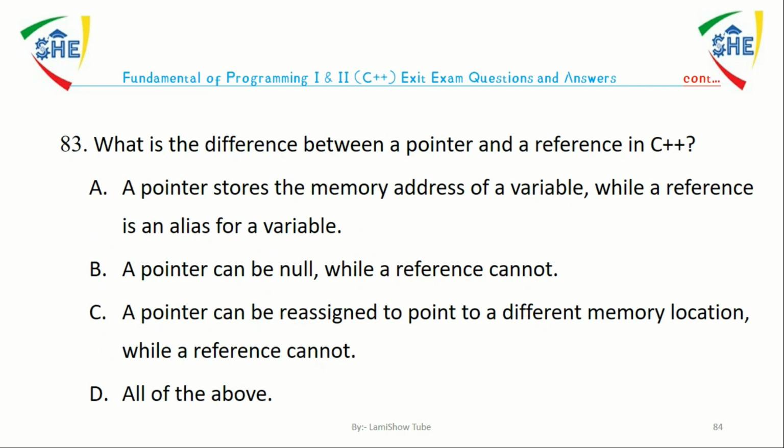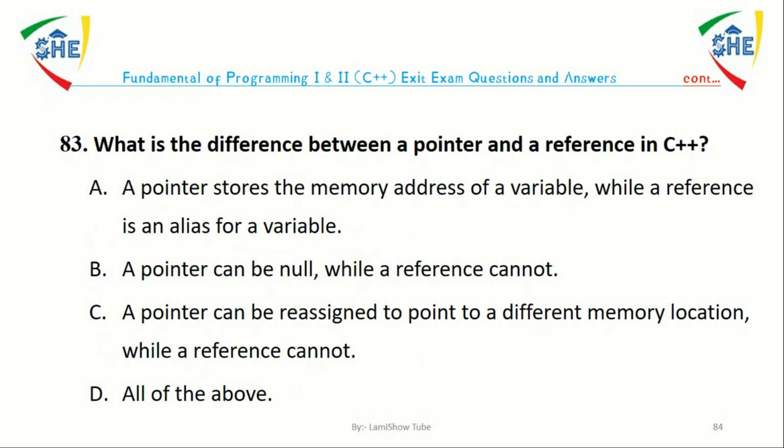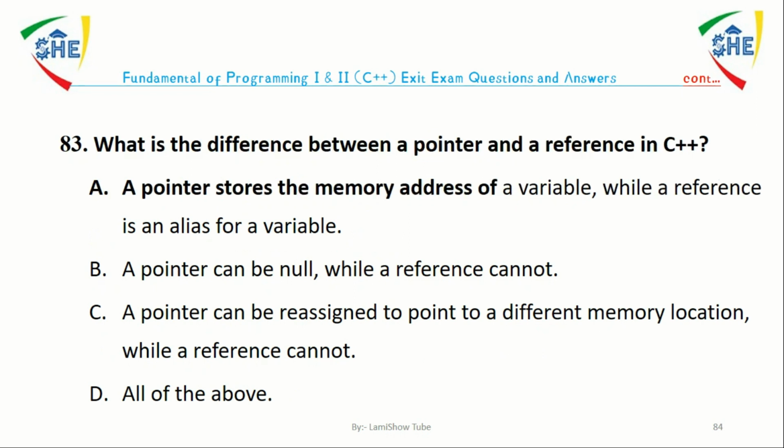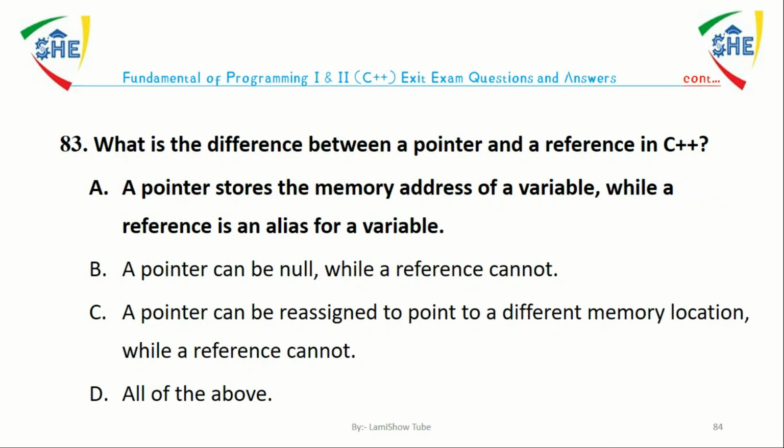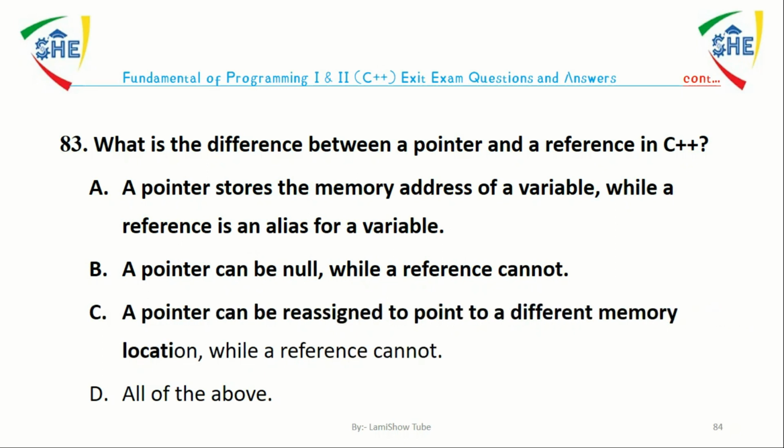Question number 83. What is the difference between a pointer and a reference in C++? A. A pointer stores a memory address of another variable, while a reference is an alias for a variable. B. A pointer can be null, while a reference cannot. C. A pointer can be reassigned to point to a different memory location, while a reference cannot. D. All of the above.